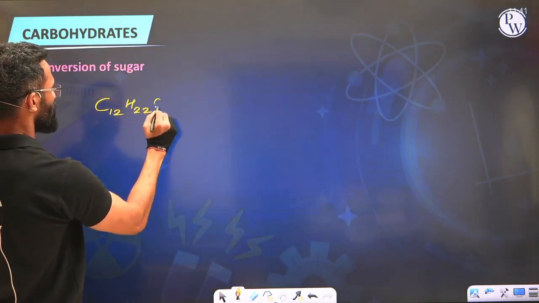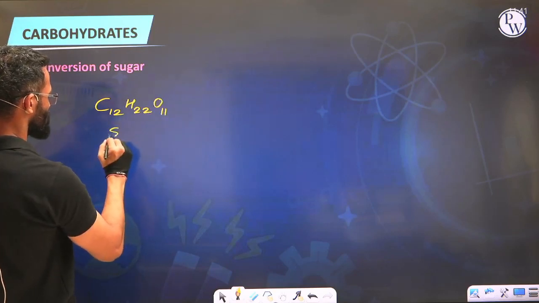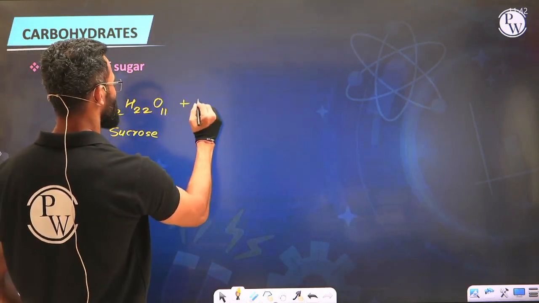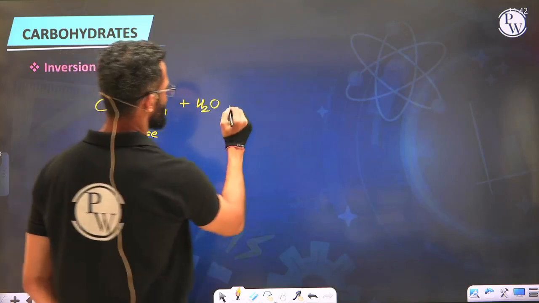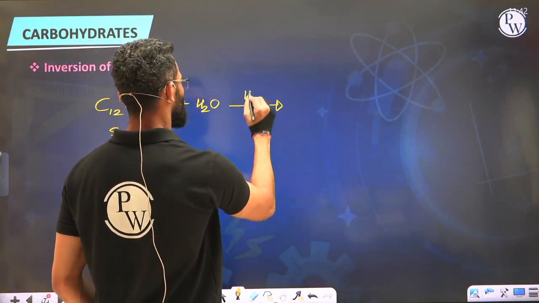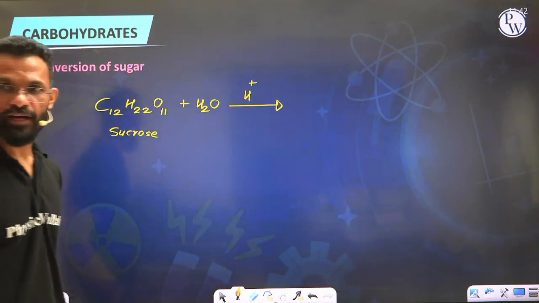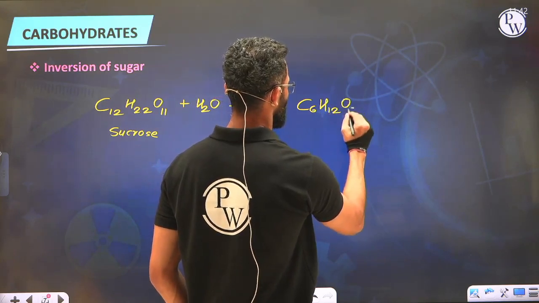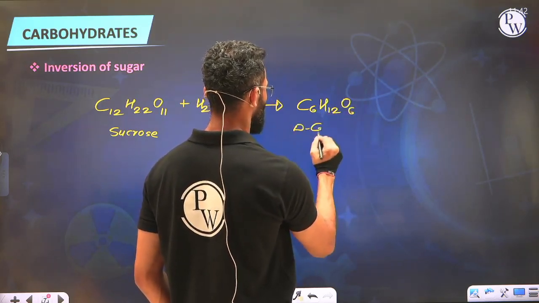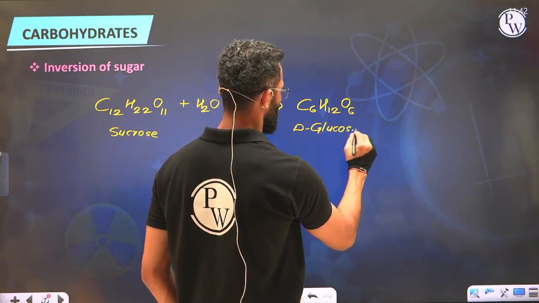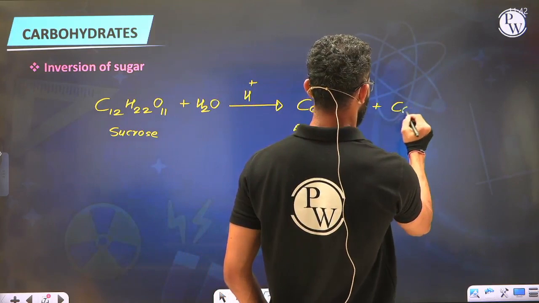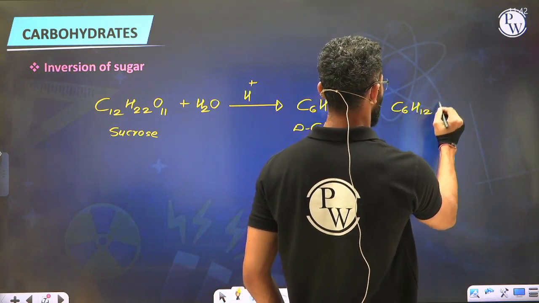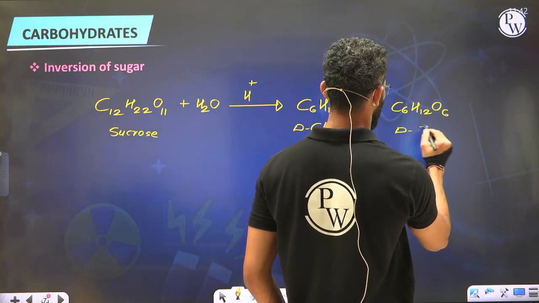What does that mean? Let's say we have C12H22O11, that is sucrose. If you carry out hydrolysis of this sucrose, of course in an acidic condition, upon hydrolysis this produces C6H12O6, which is nothing but D-glucose, and C6H12O6, which is D-fructose.